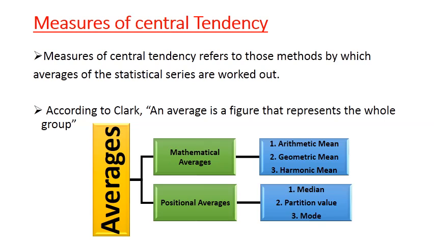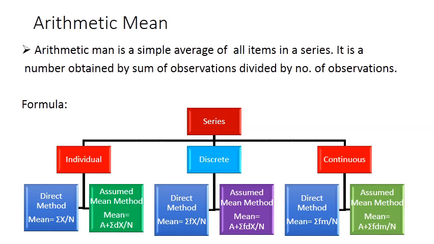Then we have positional average, which includes median, partition value, and mode, and in this we have median and mode in our syllabus. We will discuss partition values as well, that is quartile, decile, and percentile. So we are going to calculate mean, median, and mode as well. Let me show you one by one how we can calculate mean, median, and mode. First of all, let us start with arithmetic mean.